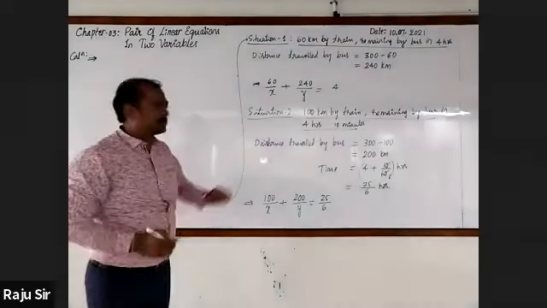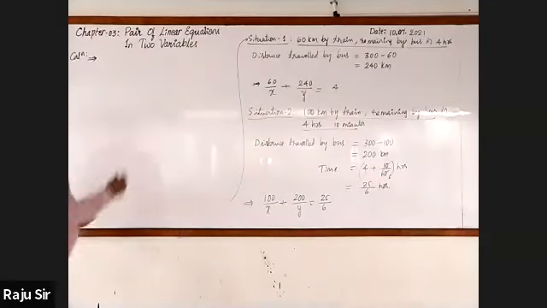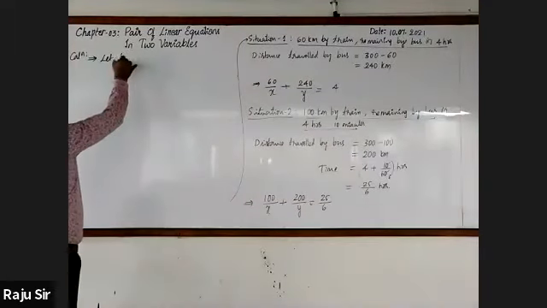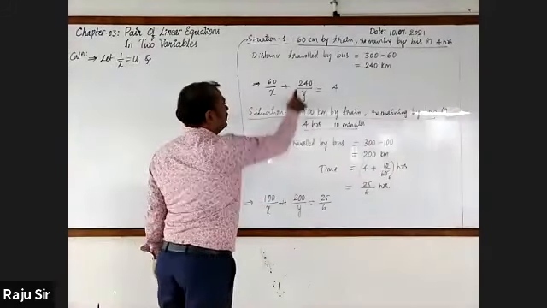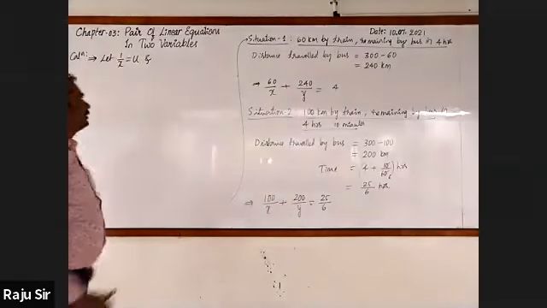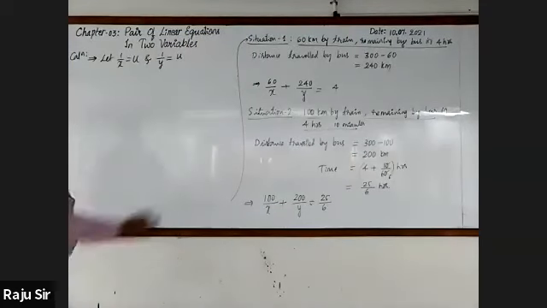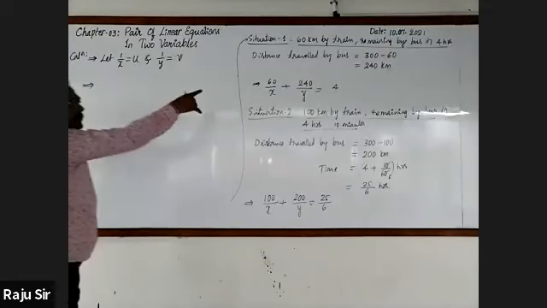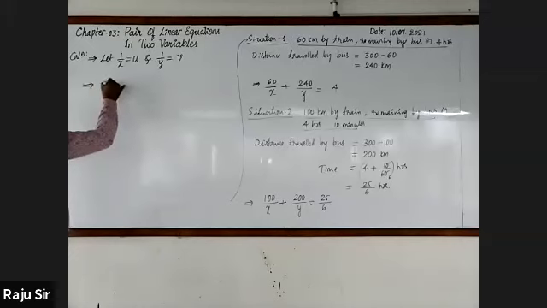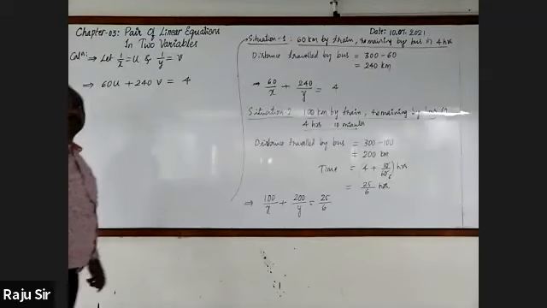See, in both the equations, with respect to x term, 1 by x is common. So I write, let 1 by x is equal to u. And with respect to y term, here 1 by y is common, so let us take this as v. Now the first equation can be written as 60u plus 240v, which is equal to 4.